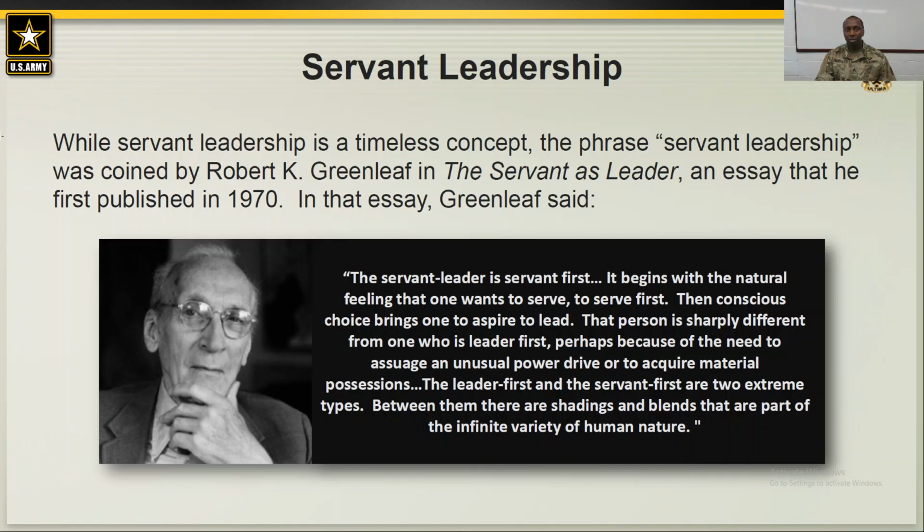That person sharply differs from one who leads first, perhaps because of the need to assume an unusual power, drive, or acquire material possessions. The leader first and the servant first are two extreme types. Between them are the shadings and blendings that are part of the inevitable variability of human nature.